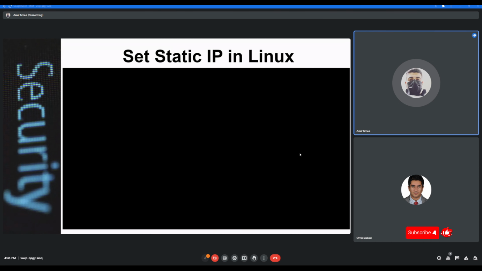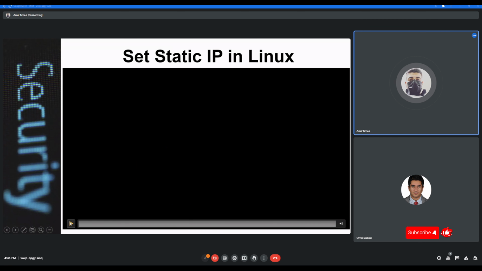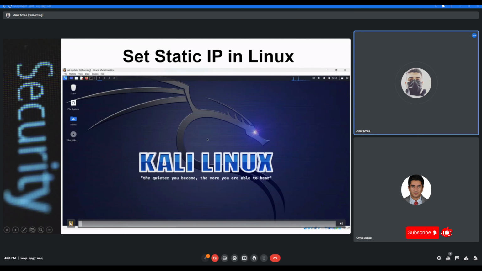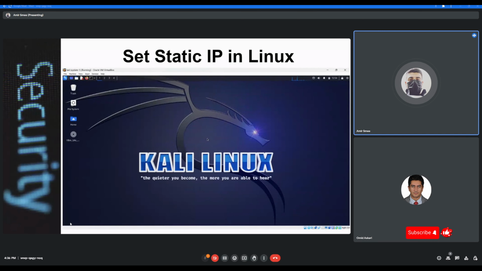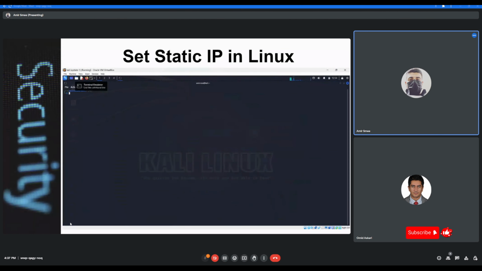Okay, what should Linux users do? Let's see this video. To change the IP in Linux, we first enter its terminal. By typing the ifconfig command, we can see the list of network cards and the IP of each network interface card.